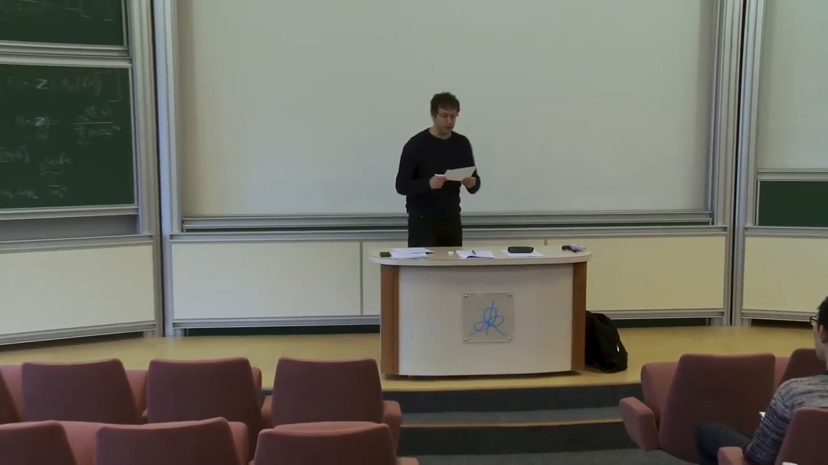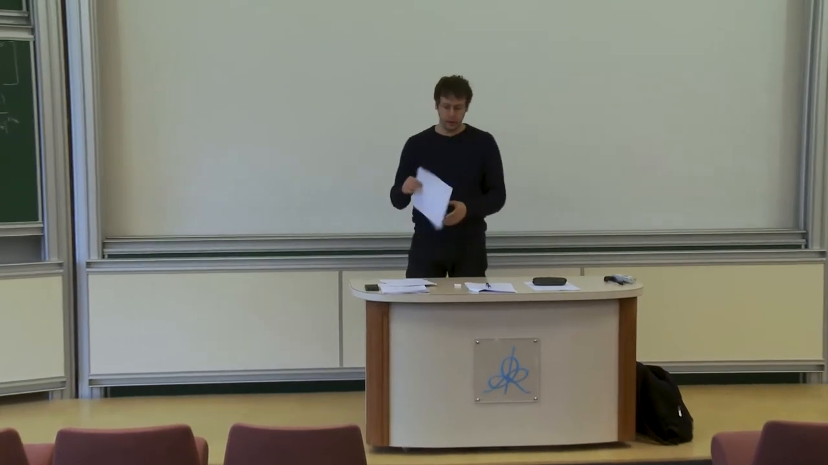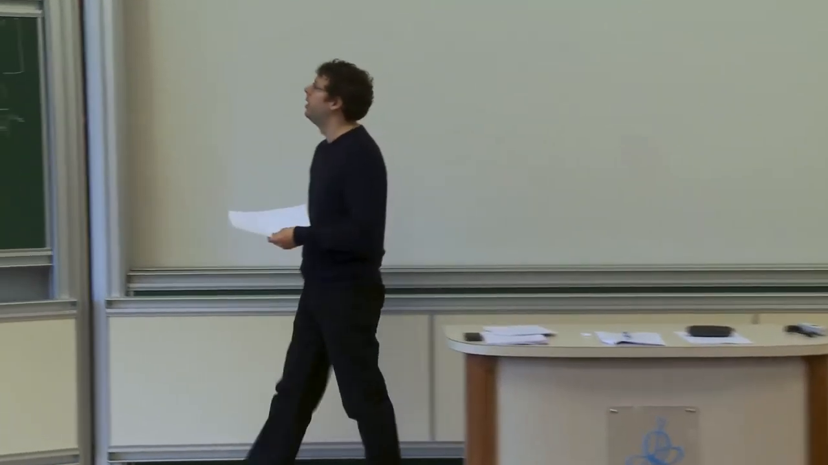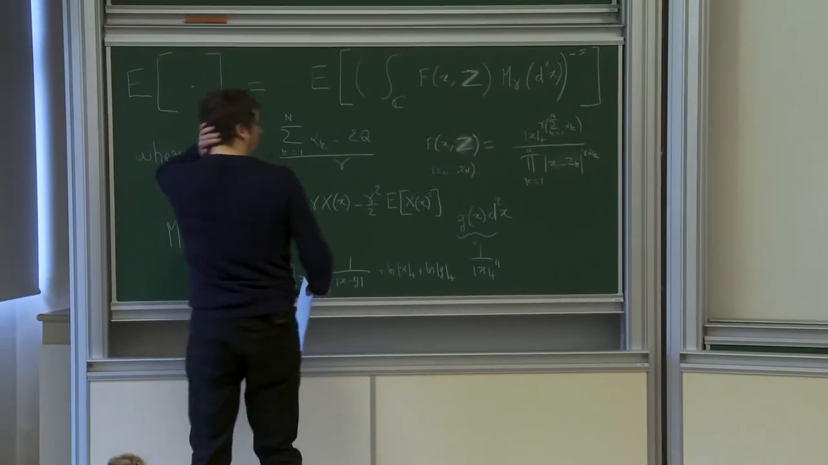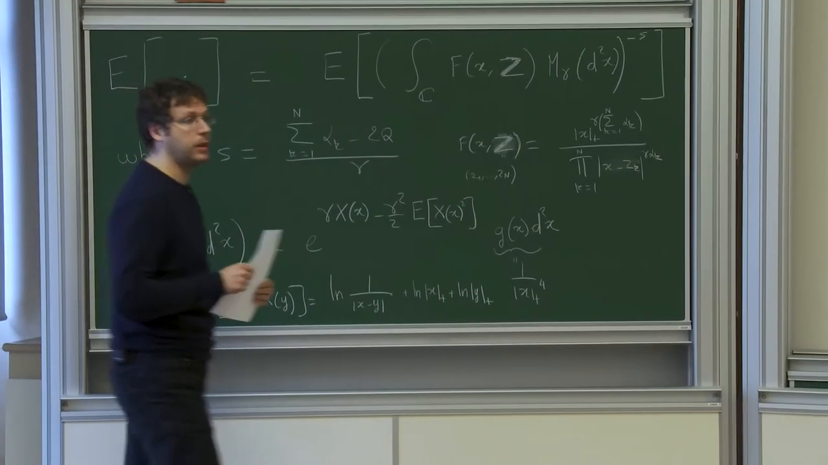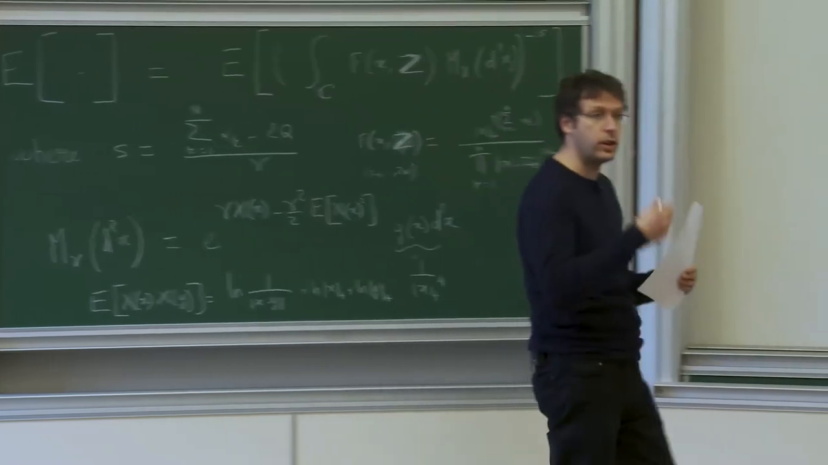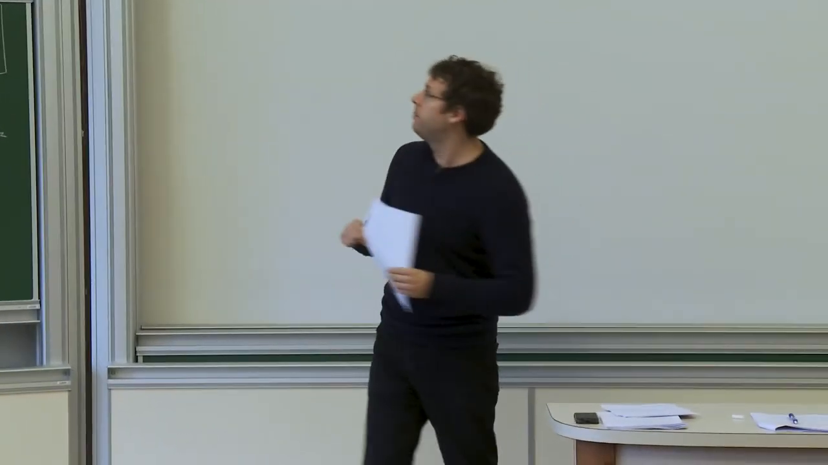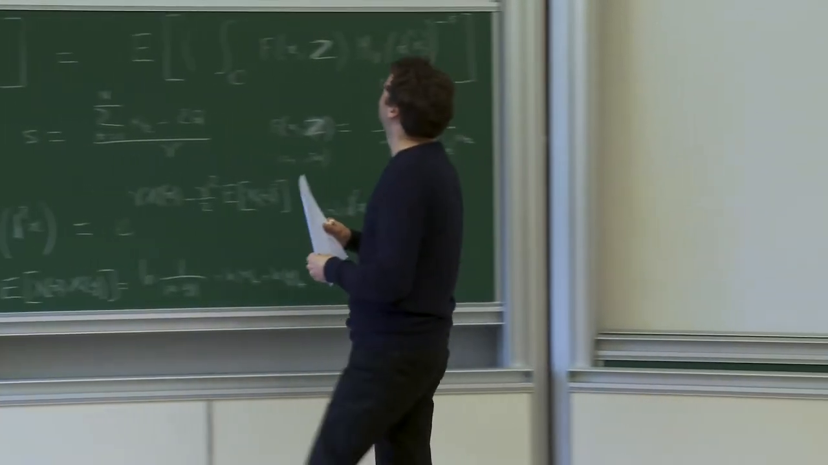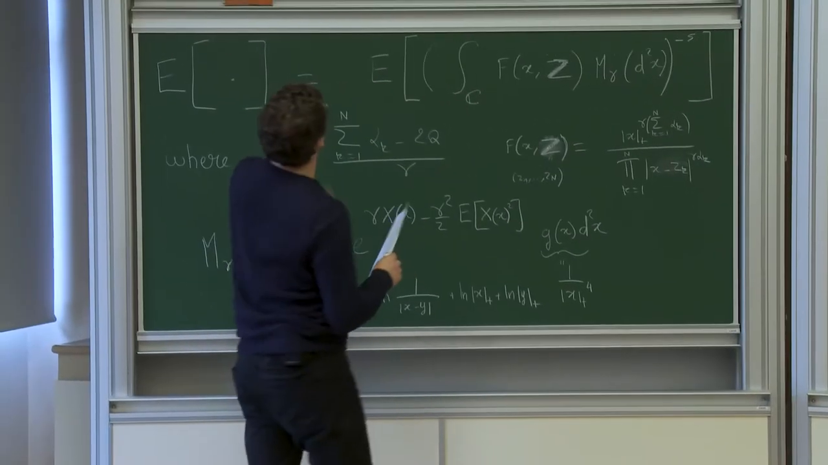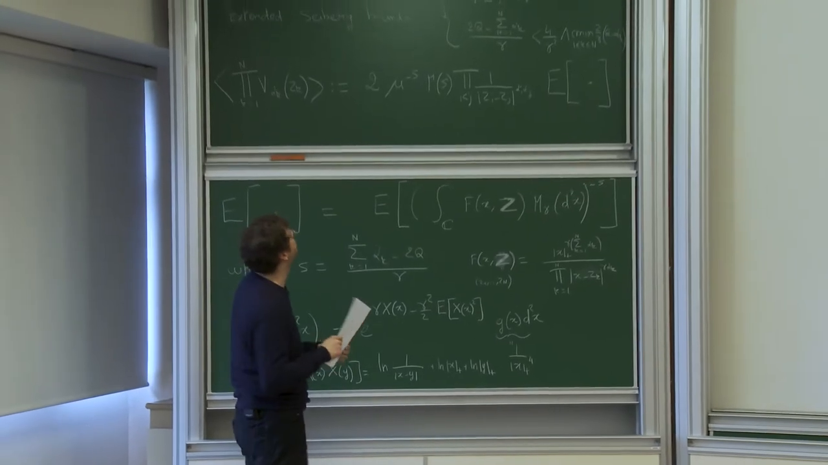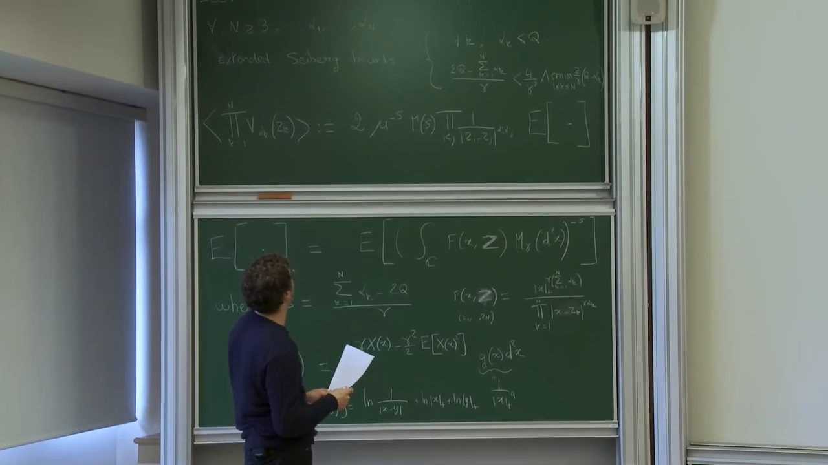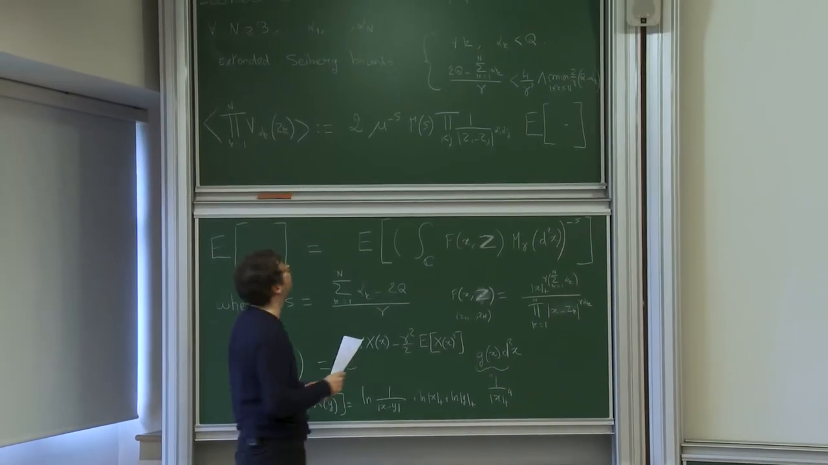So in the first lecture, to refresh memories, I gave a rigorous probabilistic definition to the Liouville correlation functions. And so what did I do? I introduced the main parameter of the theory, which is gamma, which in all these lectures belongs to the interval (0, 2).